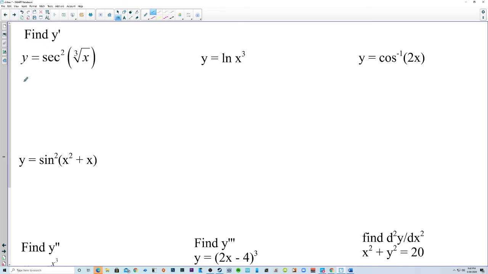Find y prime. Y prime is equal to 2 secant of the third root of x. So we multiply by 2, reduce the power by 1. On the inside, that's x to the 1/3. So the derivative of this is 1/3 x to the -2/3. So we're going to multiply by 1/3 x to the -2/3. We can clean this up a little bit. 2 secant of the third root of x over 3 times the third root of x squared.